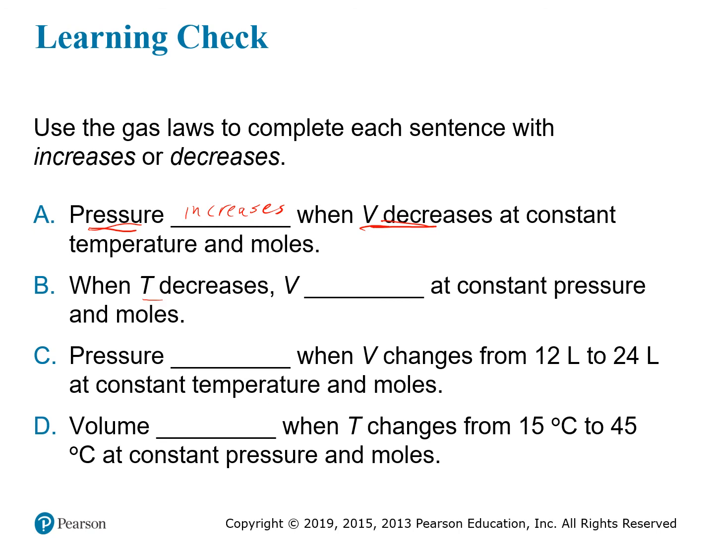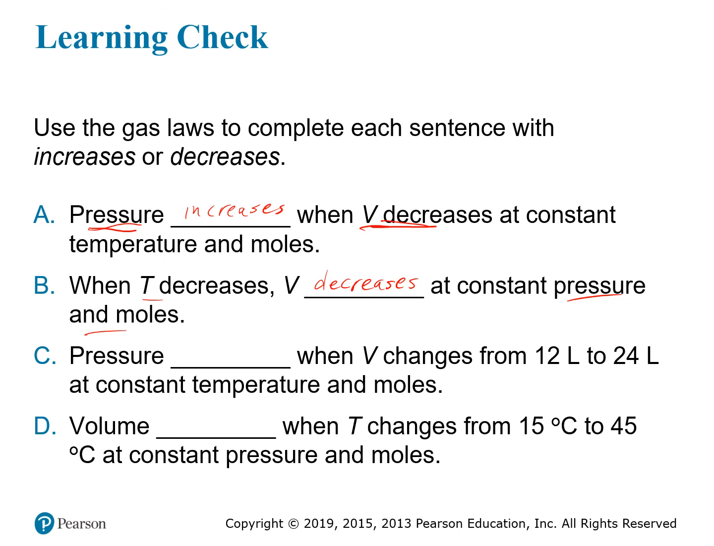When T decreases, V blank at constant pressure and moles. And so this is the relationship between V and T, which we're learning here. It's Charles's law. So T decreases, that means the volume is also going to decrease because these are directly related. Cooling a gas down tends to decrease its volume.